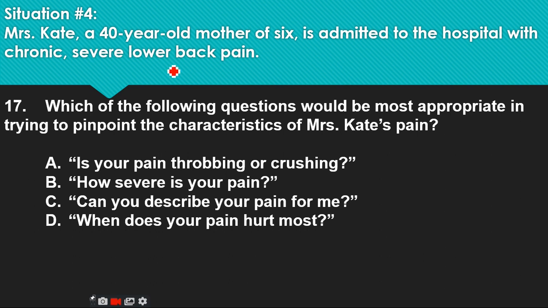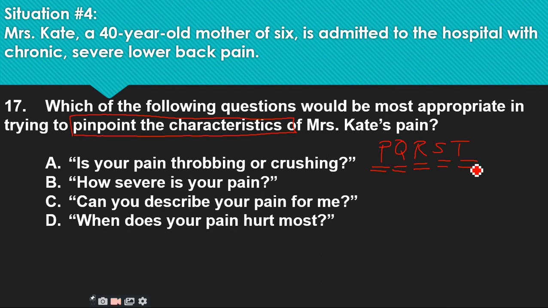Okay, so in this case, the question is asking about trying to pinpoint the characteristics. Characteristics. When it's characteristics, it means that it's not only one characteristic of the pain. So it is very important for us to know the P, Q, R, S, T. Letter P is the precipitating or the provoking factor. Letter Q is quality. Letter R is radiation. Letter S is severity. And of course, letter T is timing.